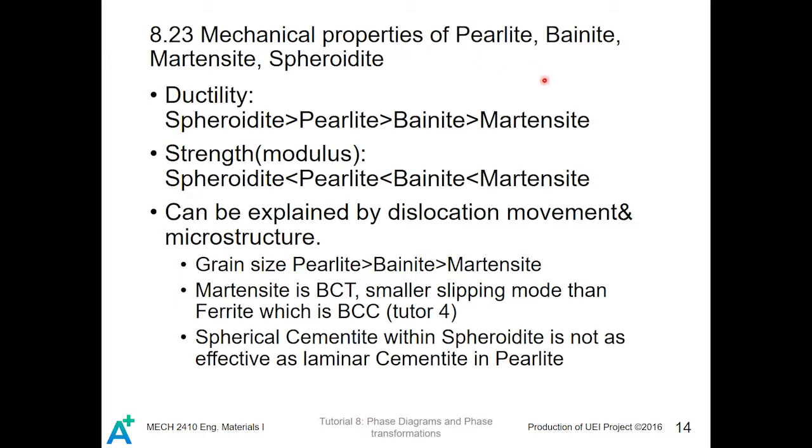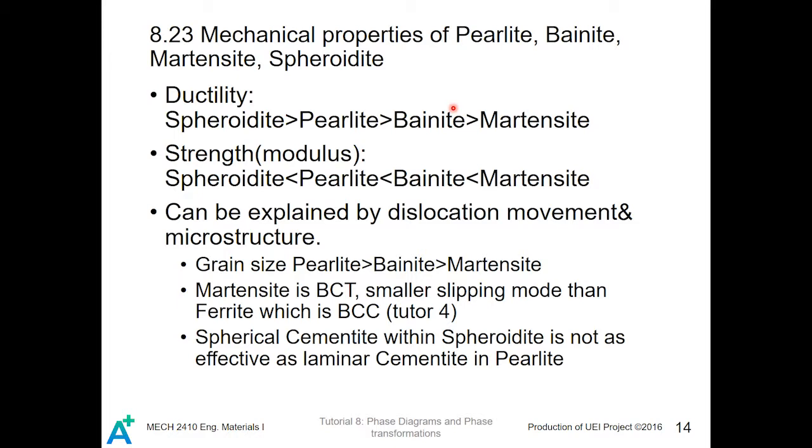Properties of pearlite, bainite, martensite, and spheroidite. For ductility, spheroidite will be highest, compared to pearlite, compared to bainite, compared to martensite. And the strength is just reversed. It can be explained by the dislocation movement and the microstructure. For grain size, pearlite is largest, bainite is smaller, and martensite is smallest.